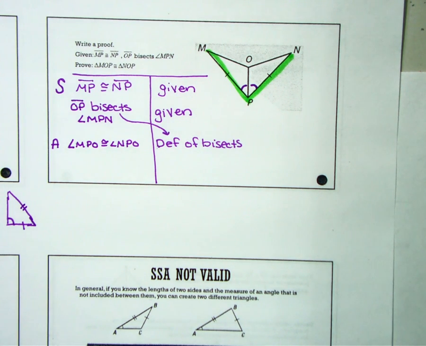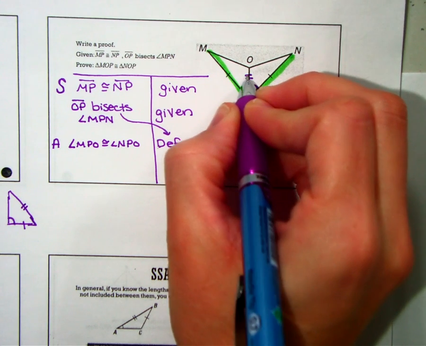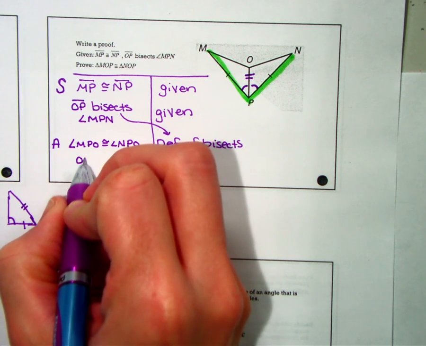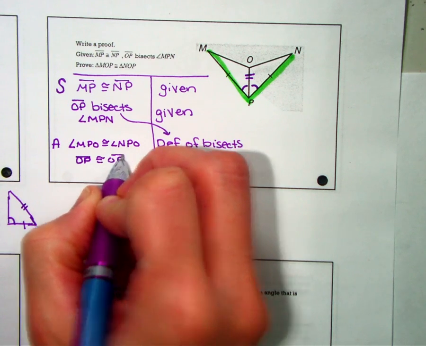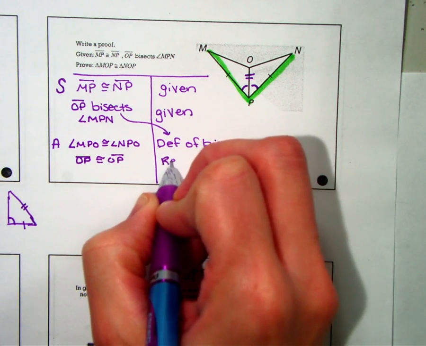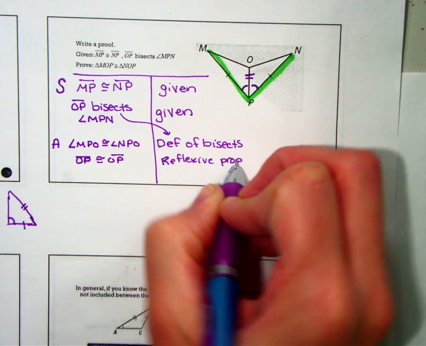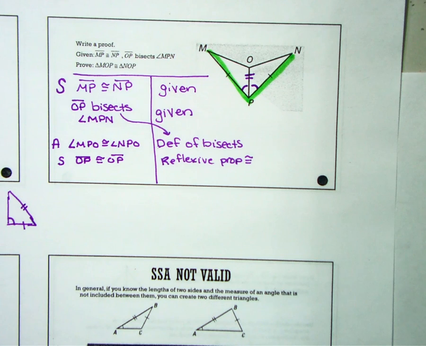So there's always going to be something from the picture, and it might be something that seems obvious, but we still have to write it down. So OP has to be congruent to itself, OP, and it's going to be that side where the two triangles come together, this one here, OP. It might seem obvious, but we still have to write it down because I need three things before I can make my triangle congruency statement.